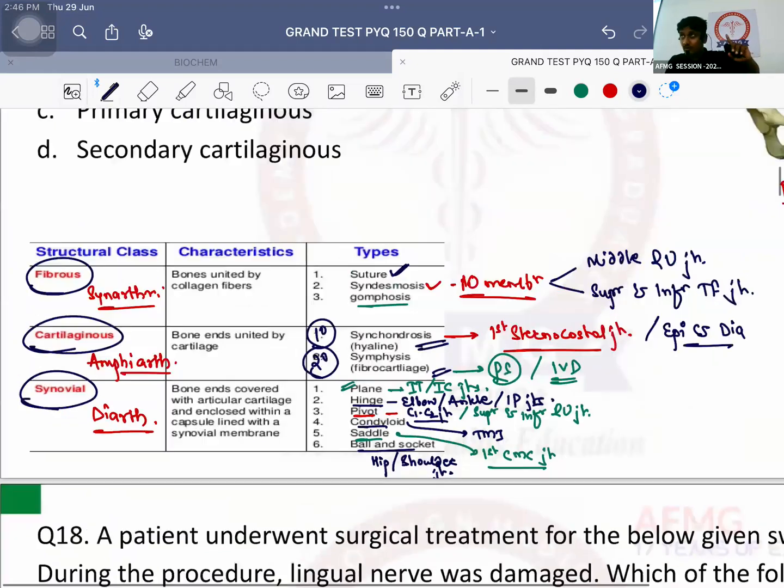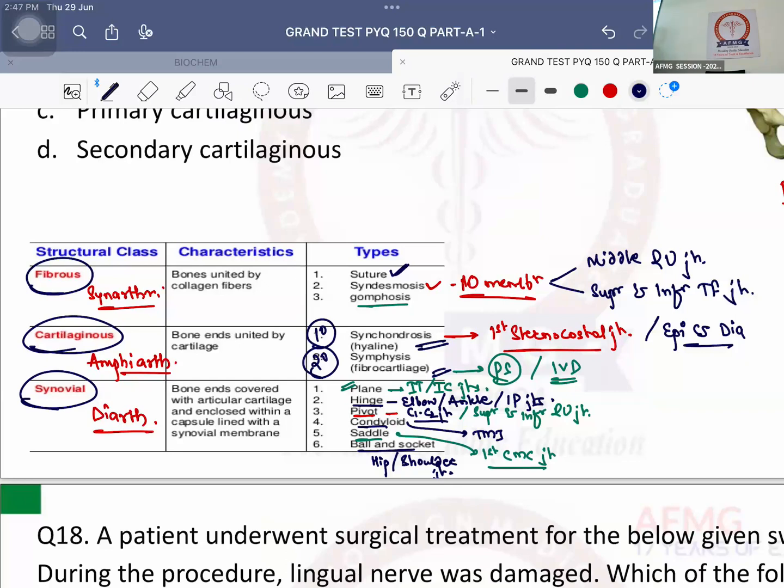Do you want to revise quickly? Quickly then. Fibrous joints are also called synarthrosis. Cartilaginous joints are also called amphiarthrosis, and the synovial joints are also known as diarthrosis. Fibrous joints or synarthrosis can be of three types. Between two cranial bones is known as sutures. When there is an interosseous membrane between bones, it is known as syndesmosis. Between tooth and socket, it is known as gomphosis. Please remember the best example of syndesmosis: the middle radioulnar joint, and the superior and inferior tibiofibular joint.